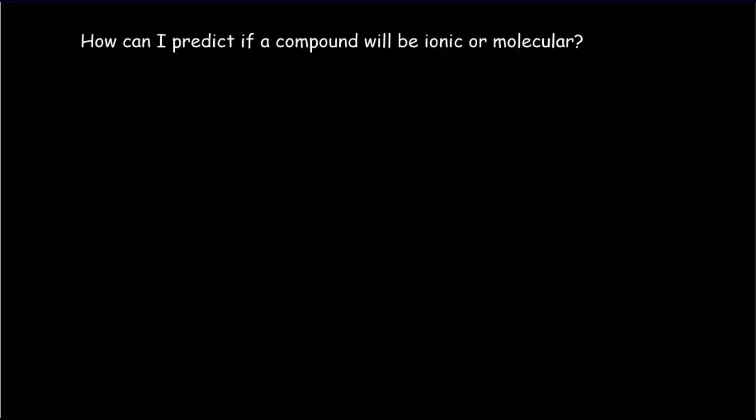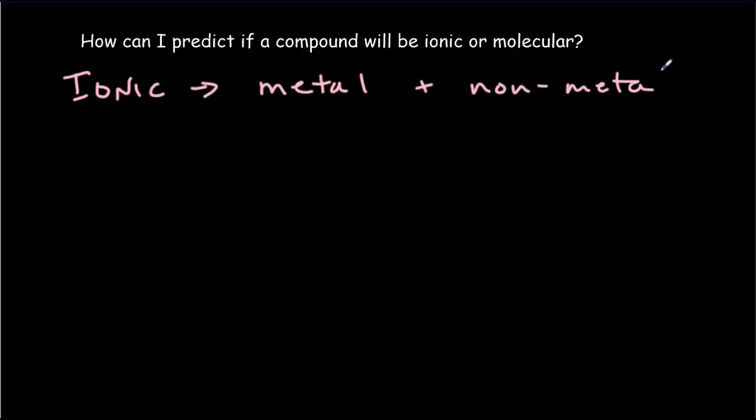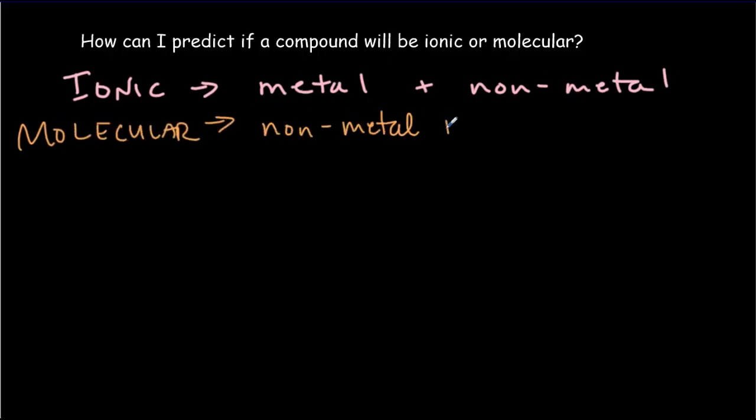So you might be asking yourselves, well, how can I predict if a compound is going to be ionic or molecular? Turns out it's very, very easy. It will be ionic if a metal joins with a nonmetal. And it's going to be molecular if you've got a nonmetal joining with another nonmetal.